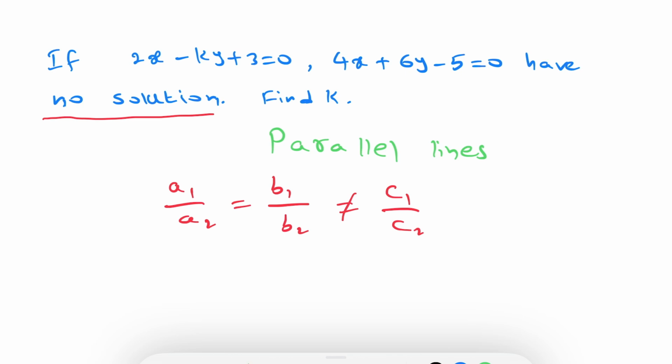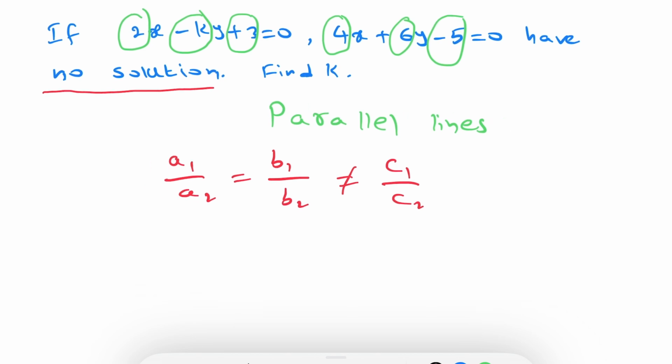Now here, in the first equation, if you observe, the x coefficient is A1, the y coefficient is B1 and this is the constant C1. And in the second equation, this is A2, this is B2 and this is C2. Now let us substitute in our formula. So A1 is 2 divided by A2 is 4 equals B1 is minus k divided by B2 is 6, which is not equal to C1 is 3 divided by C2 is minus 5.